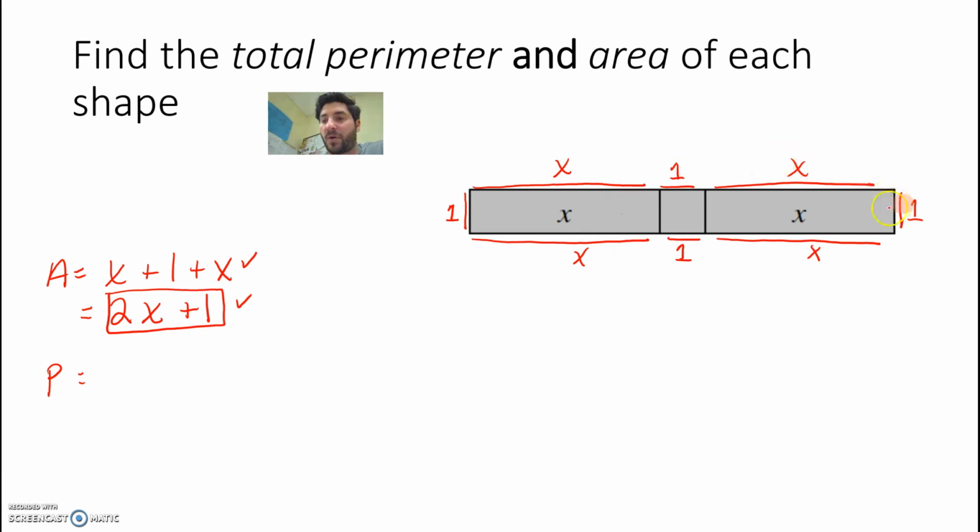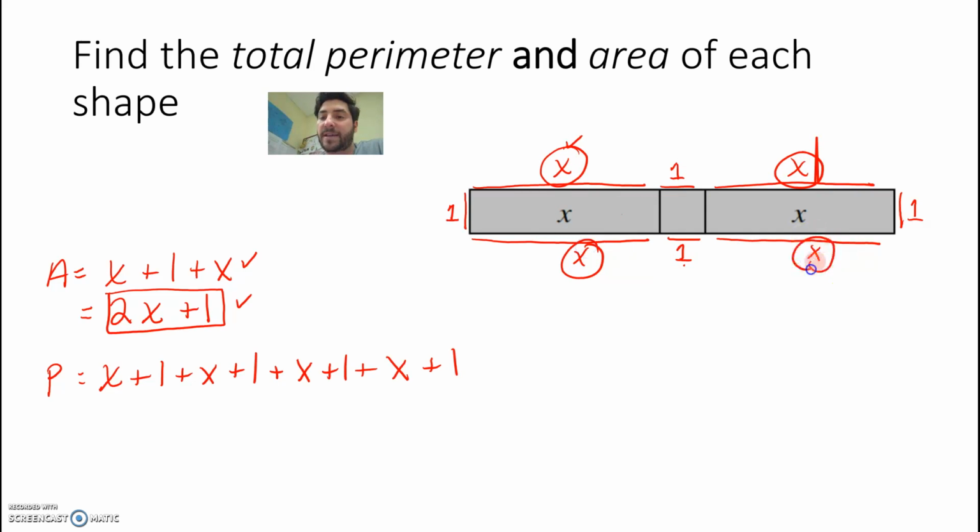Well, I could just go all the way around. So I have an X, so I'm going to start here. X plus 1 plus X plus 1 plus X plus 1. So I'm right here. Plus X plus 1. A much easier way would be for me to just ask how many X's do I have around the outside here? Well, I have 1 length of X, 2 lengths, 3 lengths, and 4 lengths of X.